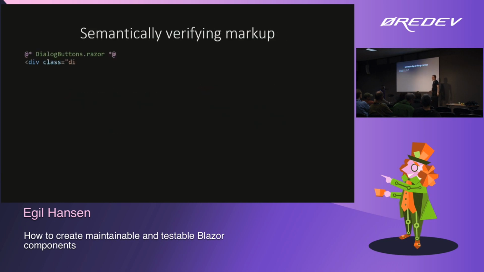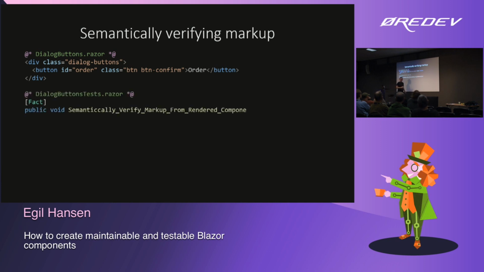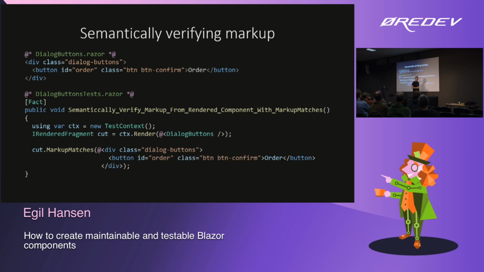So bUnit has a semantic compare built into it, and that is what we're using. Let me show you how to do that. Here we have a very simple component we can use as a demo example, and this is the test for that component. You will notice the markup matches method. This is the secret sauce, the semantic compare built into bUnit. As a small side note, you can also get that and use it outside of bUnit. It's part of AngleSharp and the AngleSharp ecosystem, something I created as a side thing to bUnit.